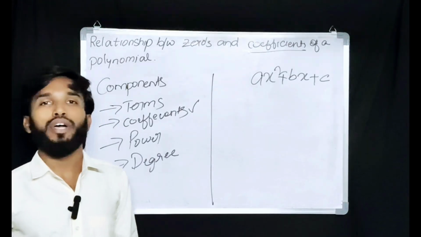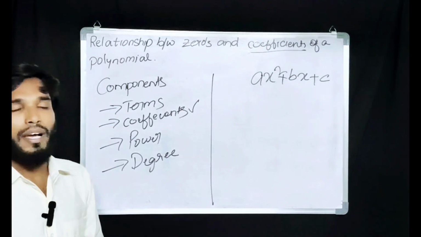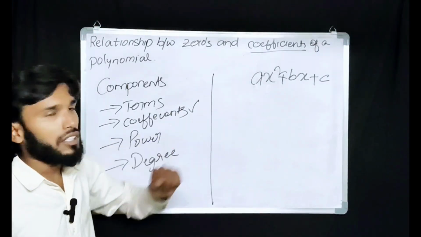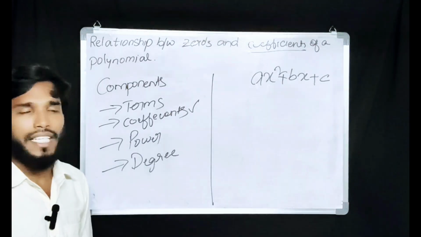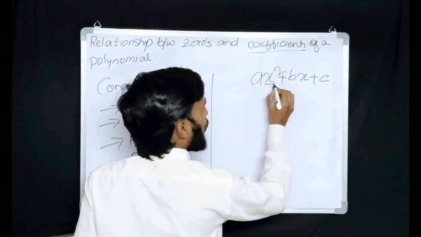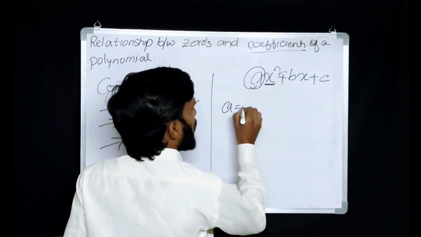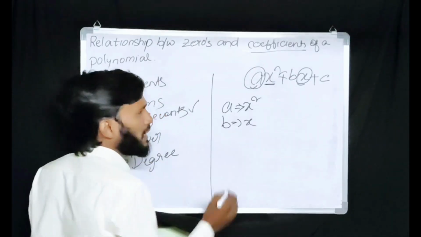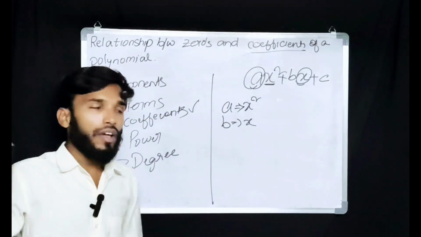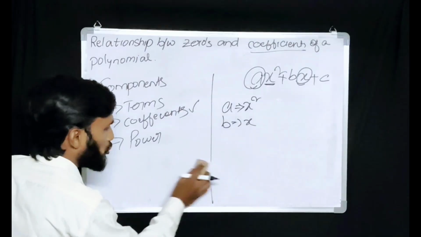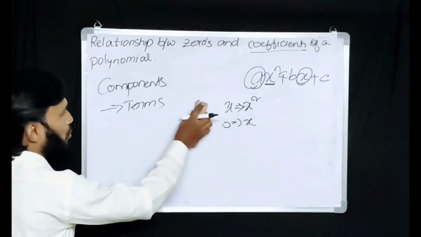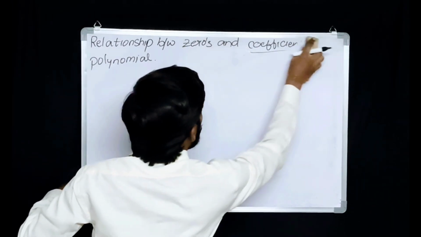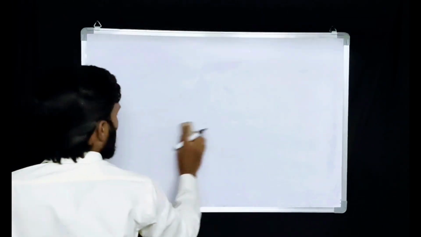What I said in that lecture is that coefficients are nothing but the numbers which are attached with the variables, known as the coefficients of the terms. For example, here, what is the coefficient of x square? a. The coefficient of x square is a. What is the coefficient of x? b. So coefficient means this. Like this, today we are going to find the zeros of a quadratic polynomial and the relationship between the zeros and coefficients of a quadratic polynomial.